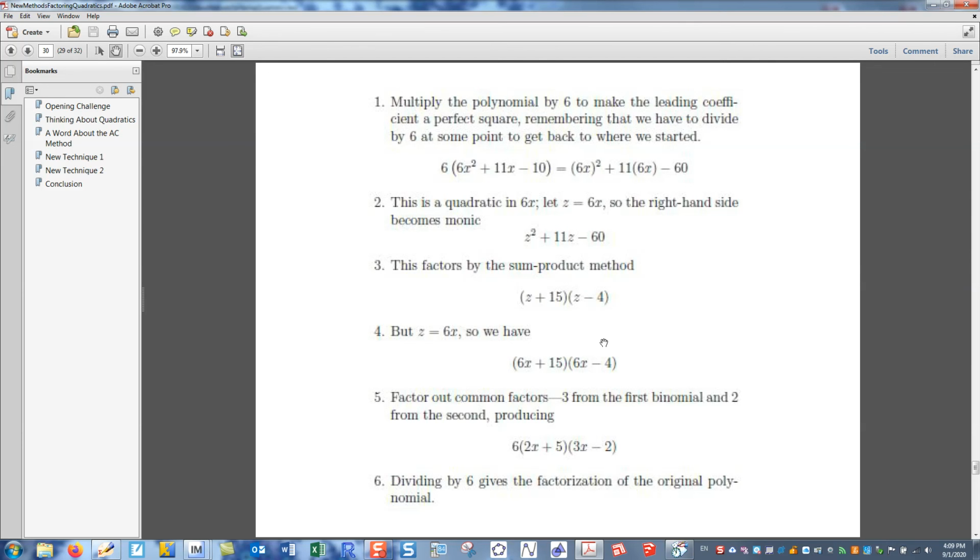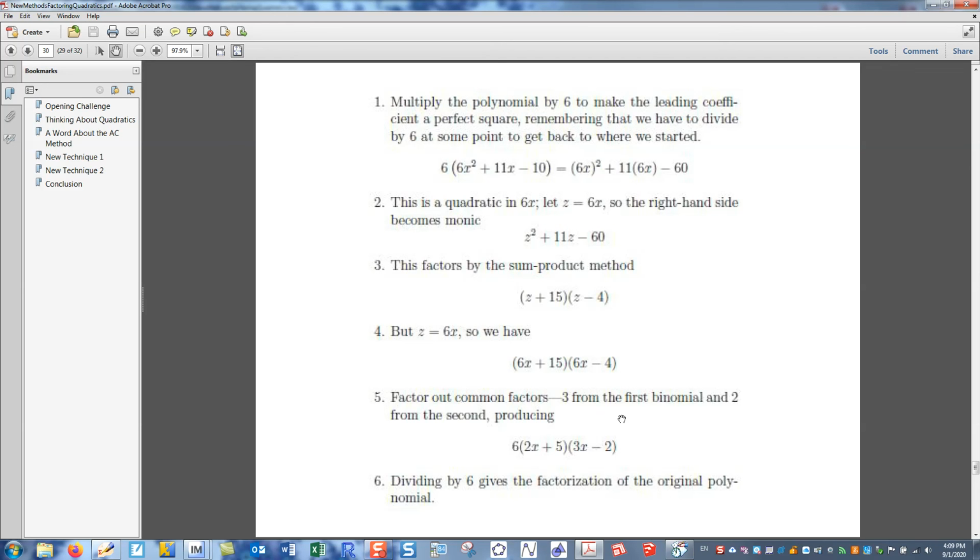He says take the quadratic, multiply it by 6, then you get a quadratic in 6x. Substitute in z for 6x, solve that quadratic, back substitute, or replace the z with a 6x, and then since we multiplied by 6 to get here, we've got to divide by 6. We can get a 3 out of this first one, a 2 out of the second, so that gives us a 6. Getting rid of that 6 will give the factorization of the original polynomial, 2x plus 5, 3x minus 2.